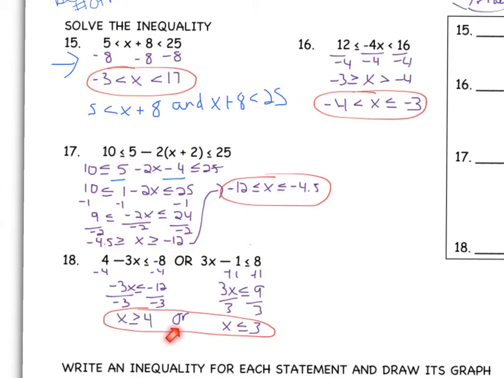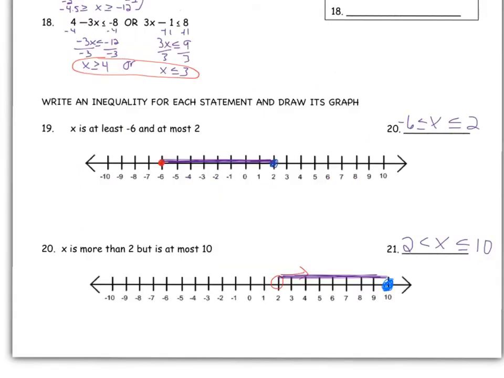18, the only thing I want to point out, it was a pretty easy problem as long as you didn't drop a negative. I want you to remember for your final answer to include that word "or." If you just had this part and this part without that "or" in the middle, it would not be a compound inequality. It needs to have that "or." Alright, and the very last part, writing an inequality from a statement, so graphing and writing.